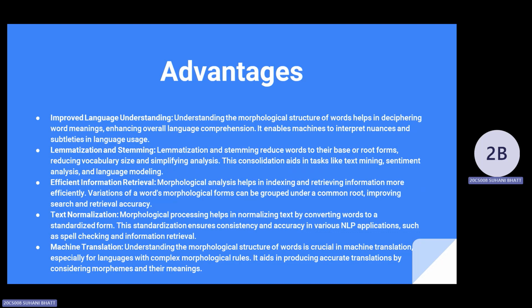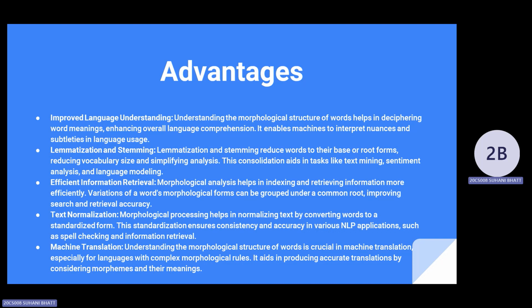Now comes the advantages of morphological processing. First is improved language understanding. In this, understanding the morphological structure of words helps in deciphering word meanings, enhancing overall language comprehension. It enables machines to interpret nuances and subtleties in language use.